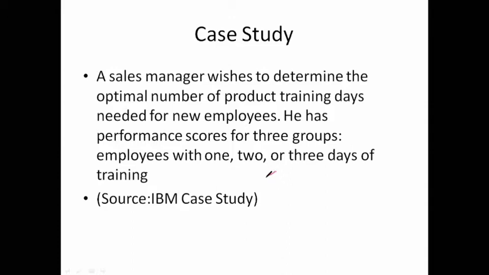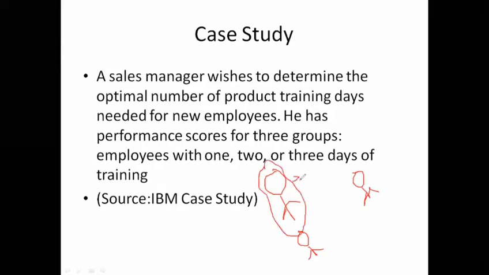That is, employees with 1 day of training program, employees with 3 days of training program, and employees with 2 days of training program, right? So these are one set of employees who have 1 day of training program. These are another set of employees who have 2 days of training program, and these are the set of respondents who have 3 days of training program.